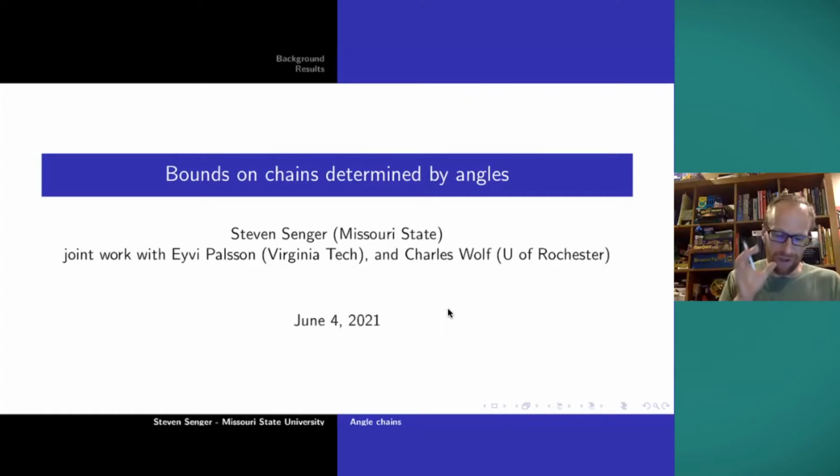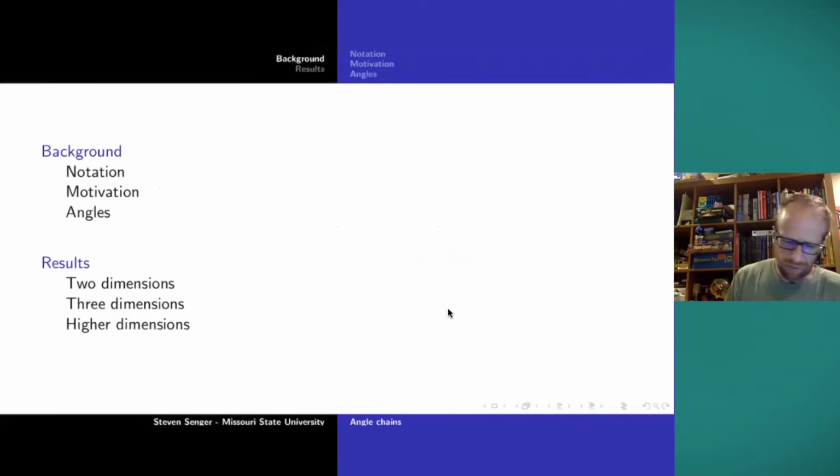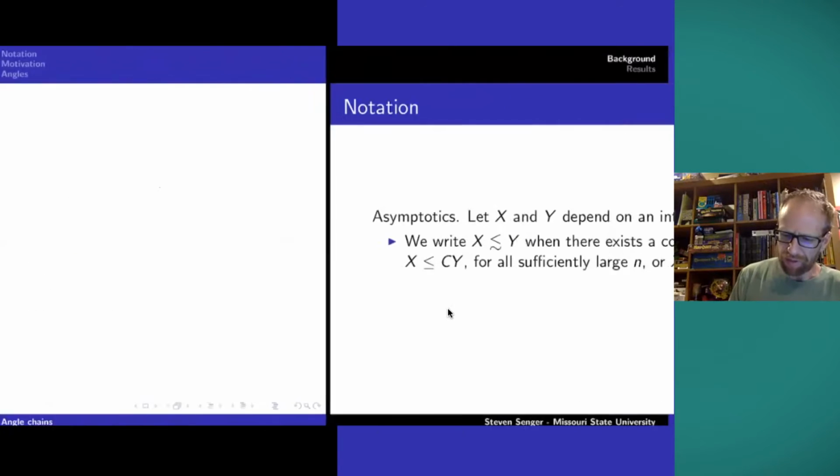But yeah, so I want to talk about bounds on chains determined by angles. And I'm going to start relatively slowly. This is joint work with my friends Avi Paulson and Charles Wolfe. So I want to motivate this, and you're going to hear a lot of names that you've already heard today, and it's probably going to harken back to some things we've been thinking about.